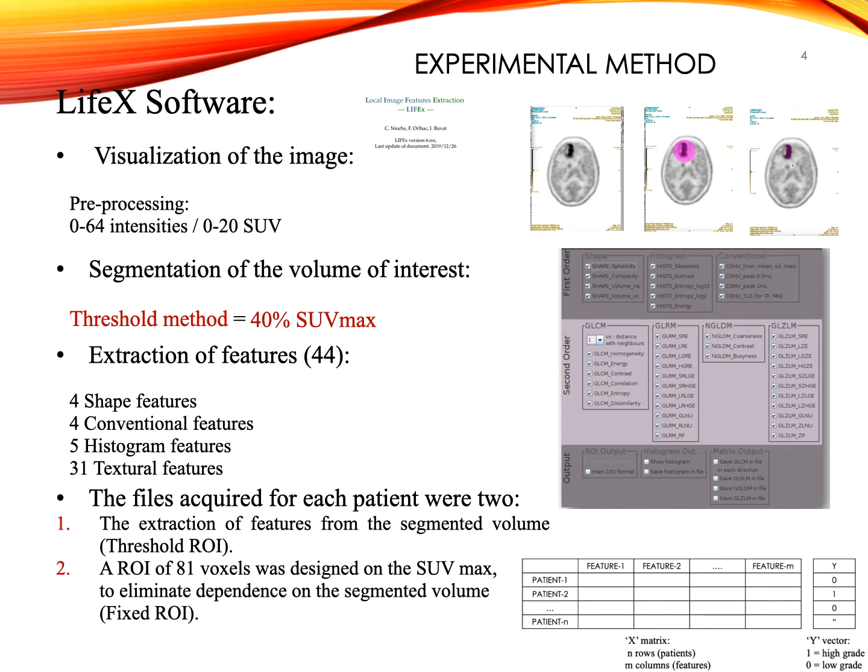After collecting the images, the next step was to identify the volume of interest to extract the radiomics features. We used the LifeX tool. It provides a graphical interface for the visualization of coronal, sagittal and axial sections and includes tools for creating and editing the volume of interest. First, a pre-processing of the image is necessary to homogenize the sample. A resampling was carried out with 64 discrete values between 0 and 20 SUV units. The voxel sizes instead remain the native ones.